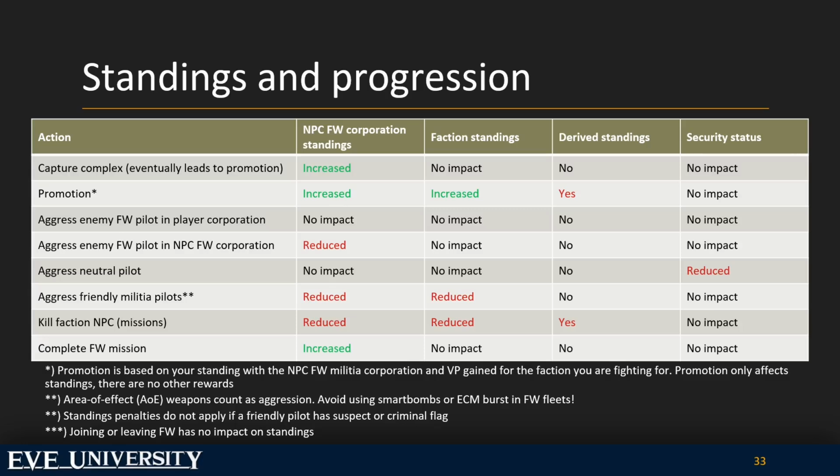So if you use smart bombs or ECM burst in Faction Warfare fleets, for example, you try to smart bomb the drones from your Logi, the game will think that you are trying to avox a bunch of friendly militia pilots, and you will get a pretty sizable penalty against faction standings.